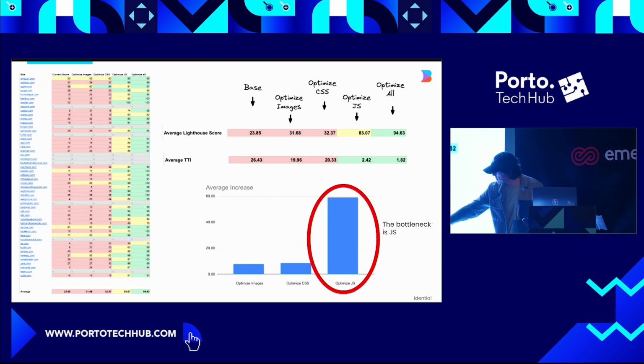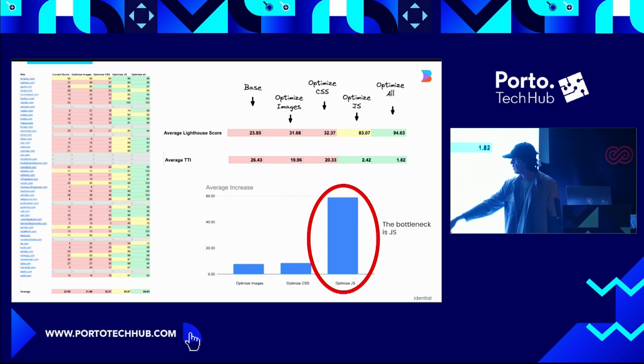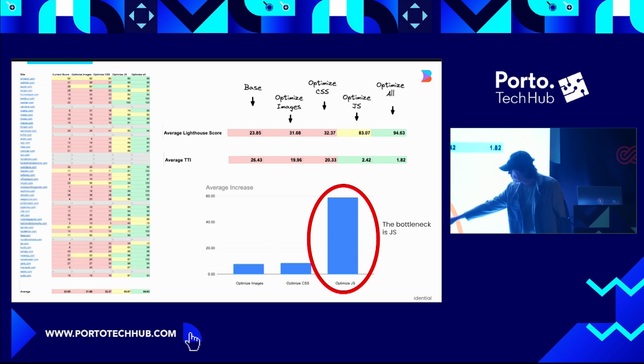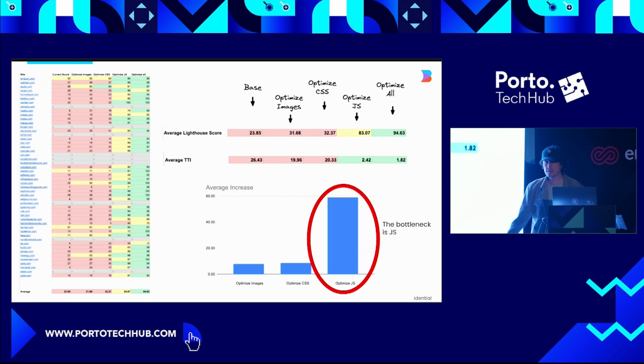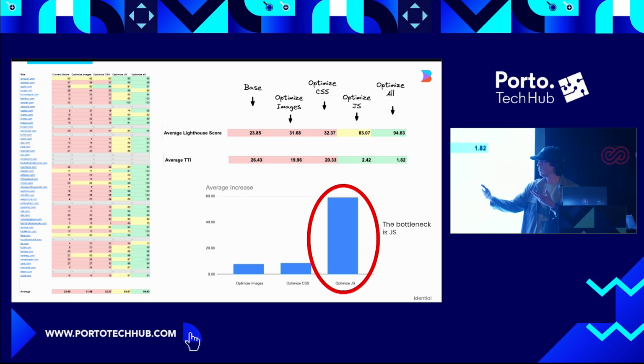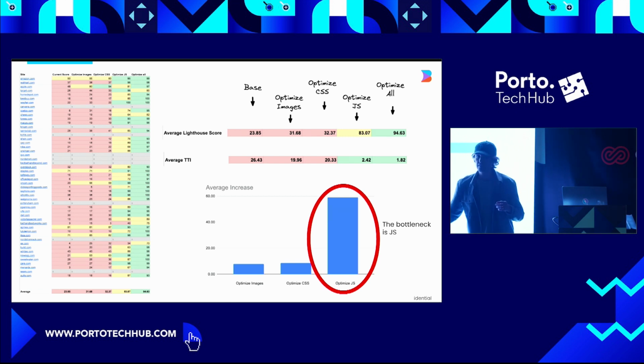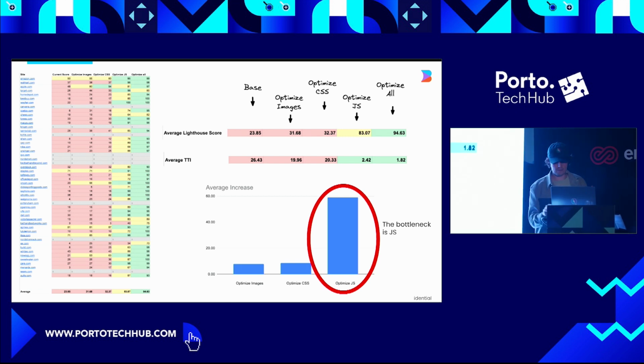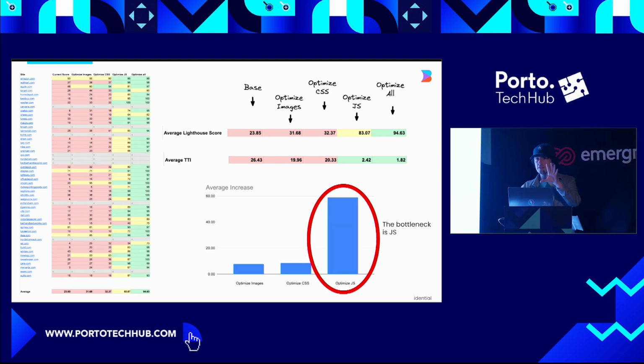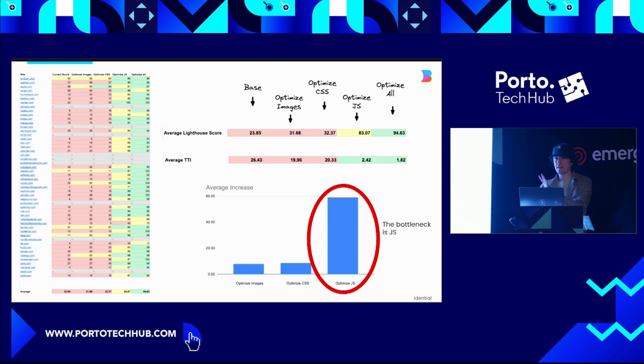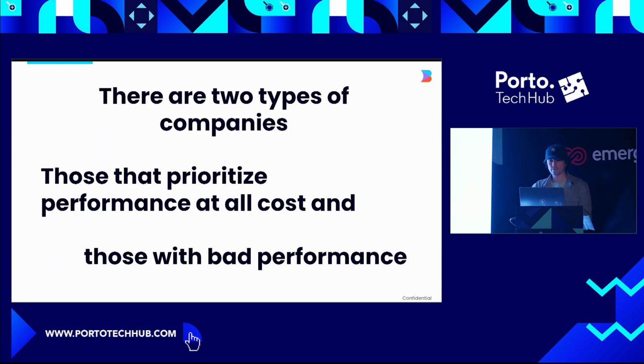The graph here is the interesting thing. This is a delta. If we optimize the CSS, we will barely improve 10 points. If we optimize the images, 10 points. But if we optimize JavaScript, the improvement will be like 60 points. Pretty much all of them jump to the green side if you were able to optimize JavaScript. So you start to see that the bottleneck is JavaScript. That's the only point of this experiment.